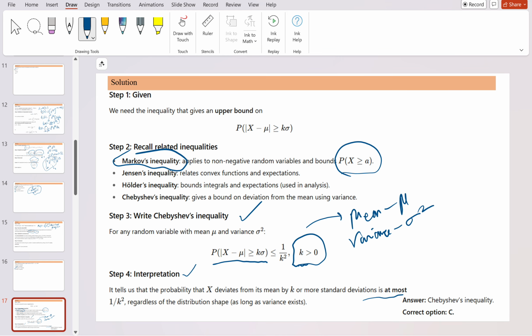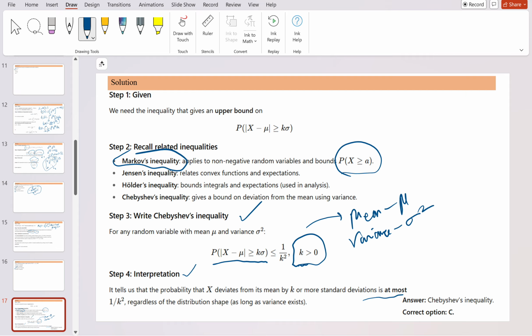Okay, so here there are different inequalities. Markov's inequality applies to non-negative random variables and bounds the probability of x greater than or equal to a. Jensen's inequality relates to convex functions and expectations. Holder's inequality bounds integrals and expectations, which is used in analysis, and Chebyshev's inequality gives a bound on the deviation from the mean using the variance.